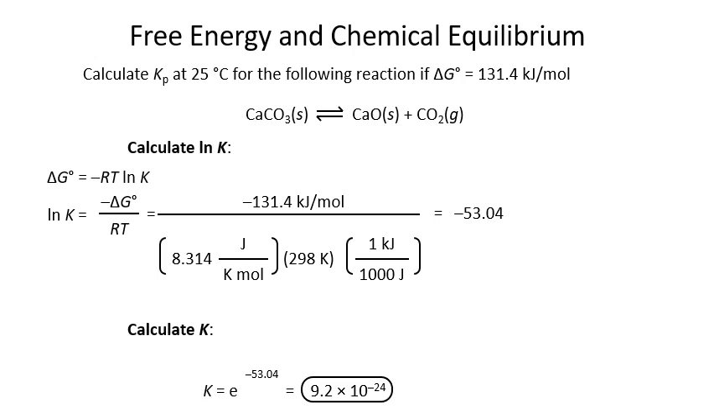Does this answer make sense? Yes, since our delta G value is very positive, the reaction is non-spontaneous. Thus the K value should be small, which it is.